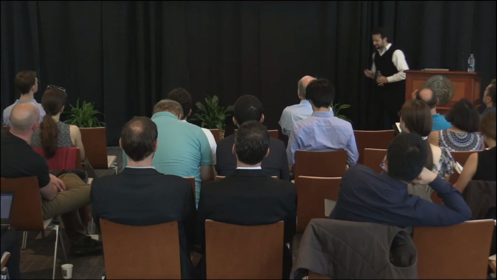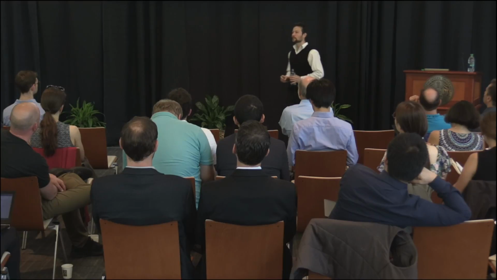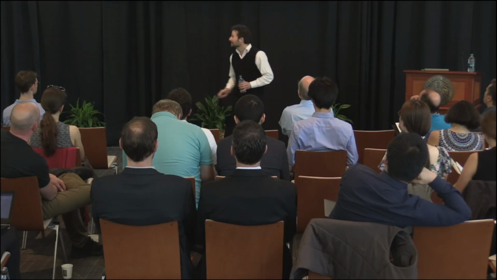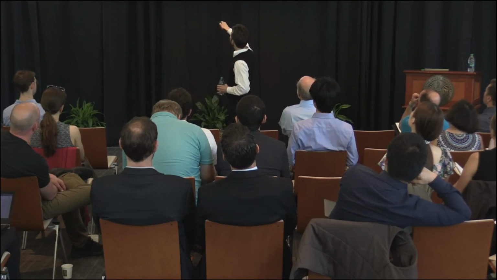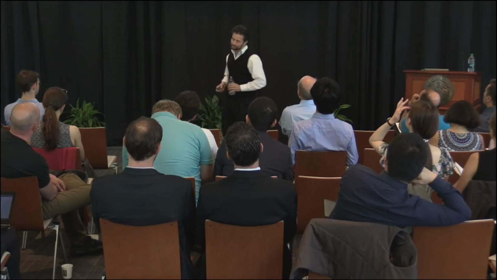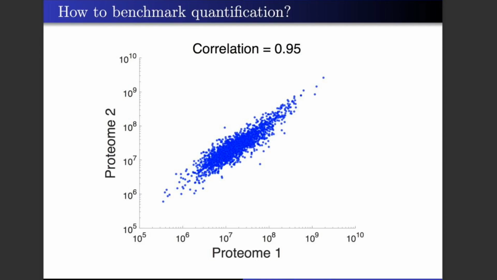Now, the quantitation is something that I'm going to focus on more, starting with a quiz for you. So here I have plotted 2 proteomes. Total peptide levels estimated from relatively bulk samples. And my question for you is, are these similar? They have a correlation of 0.95. You don't have to answer out loud, but you need to have an answer in your head. Are they similar?